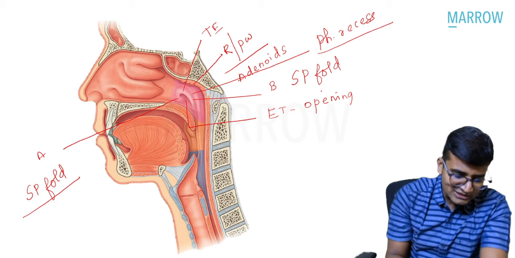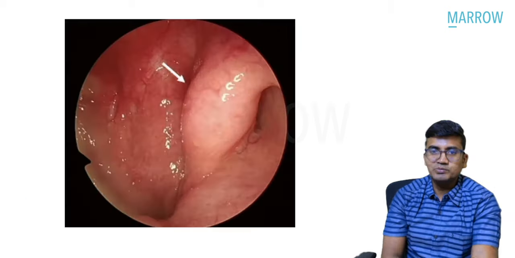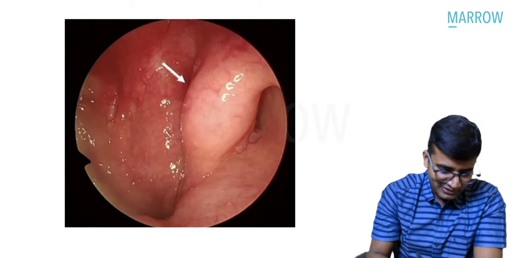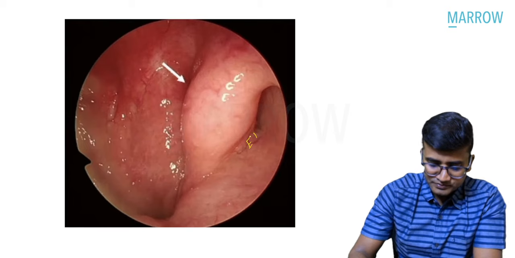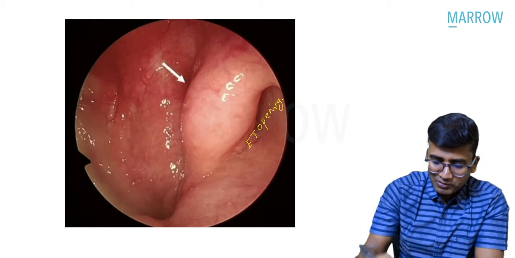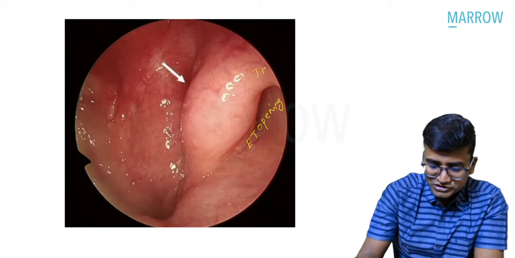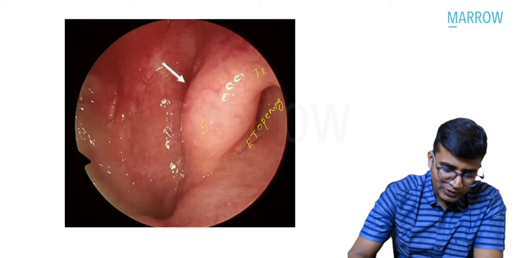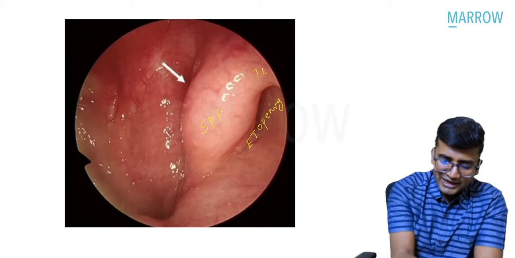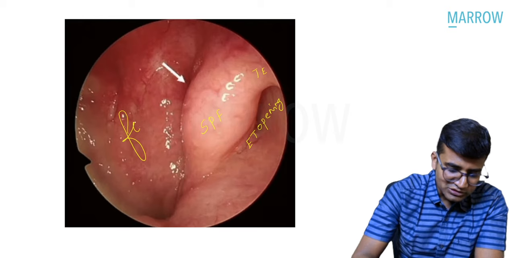The same thing we are seeing in the scope image. Now this is our eustachian tube opening. Okay. And above that we see a swelling, that is the tubal elevation. And we are seeing the salpingopharyngeal fold. And behind that we are seeing this fossa. So this is our fossa of Rosenmüller.